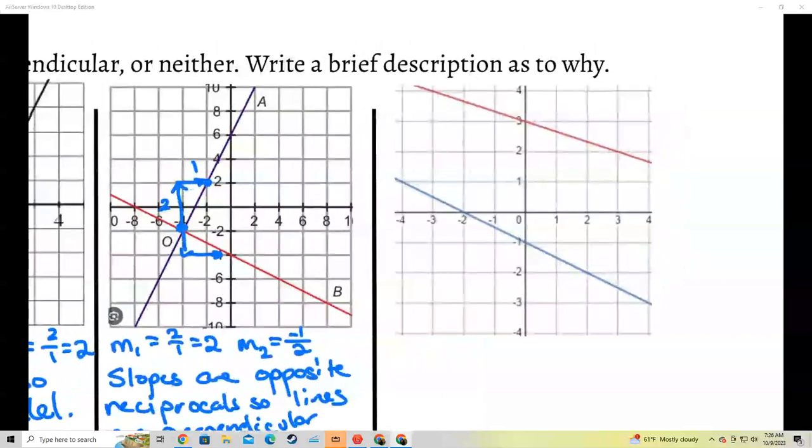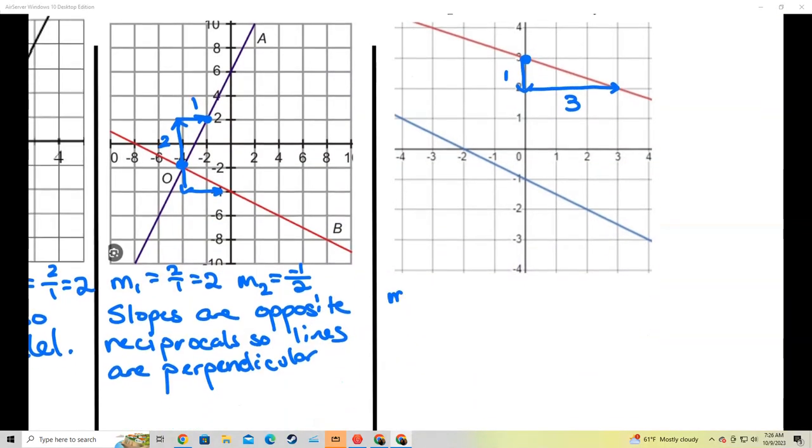And then let's take a look at these last two lines. Notice that the lines are not touching each other, so they might be parallel. But let's just take a look at the slope and see what's going on. This one's going down 1, right 3. So my first slope is negative 1 over 3.